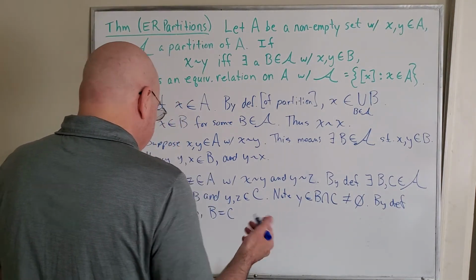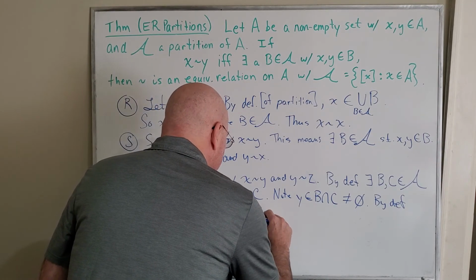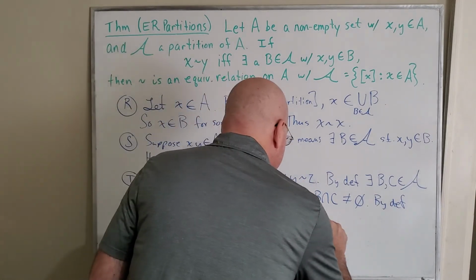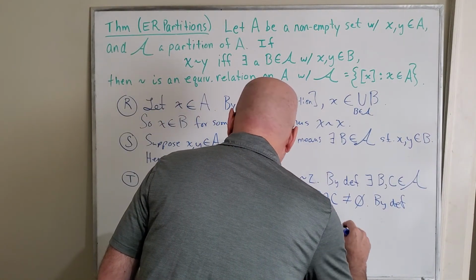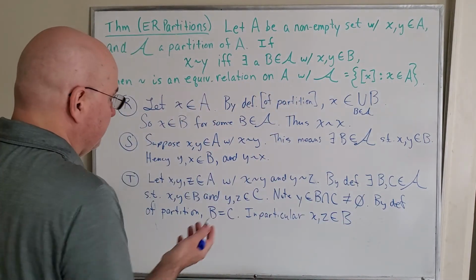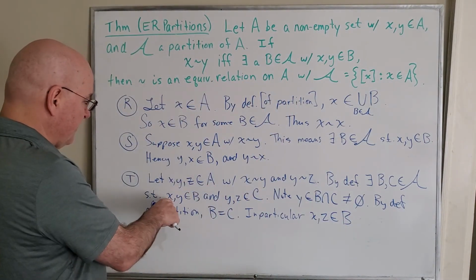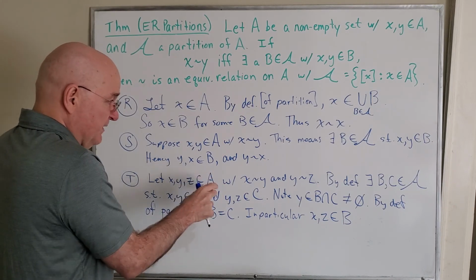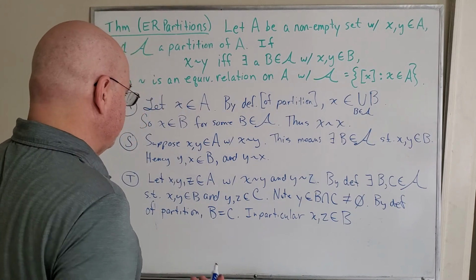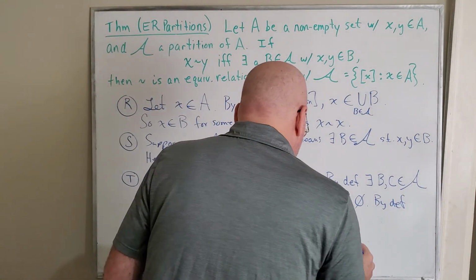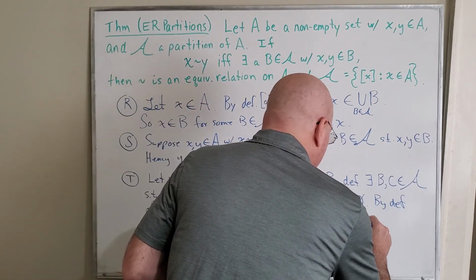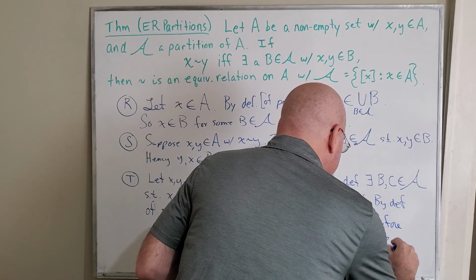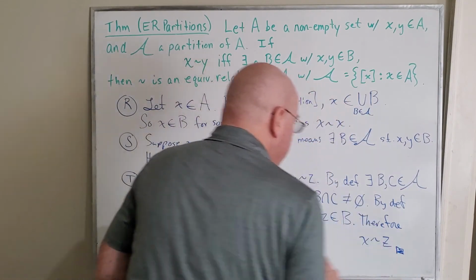Okay, well, in particular, X and Z are in B. I could have said C there if I wanted to. B and C are the same set, so X, Y, and Z are all in the same set. We can call it B, or we can call it C. Okay, they're in the same set, therefore X is related to Z. And that ends the proof.